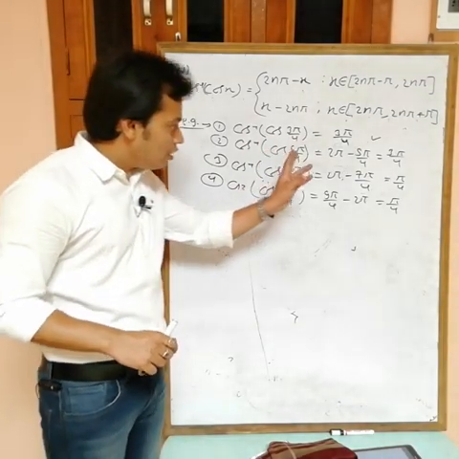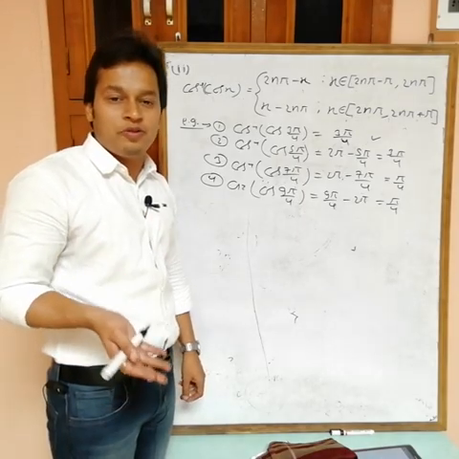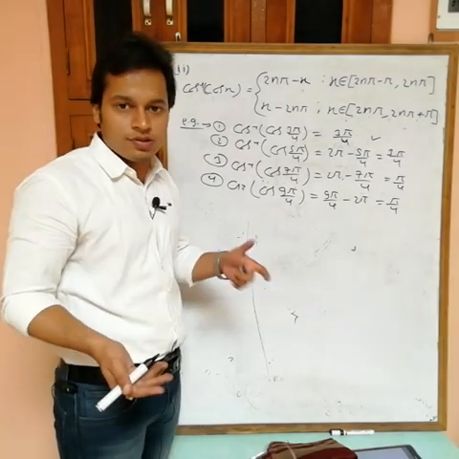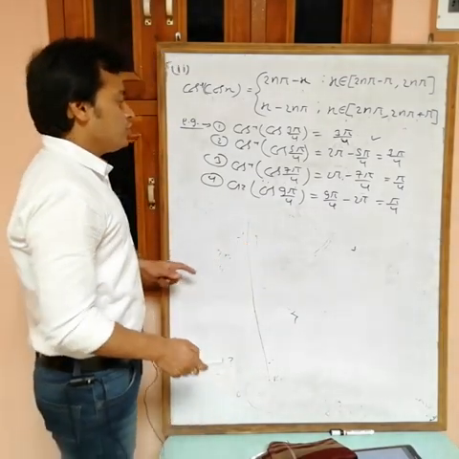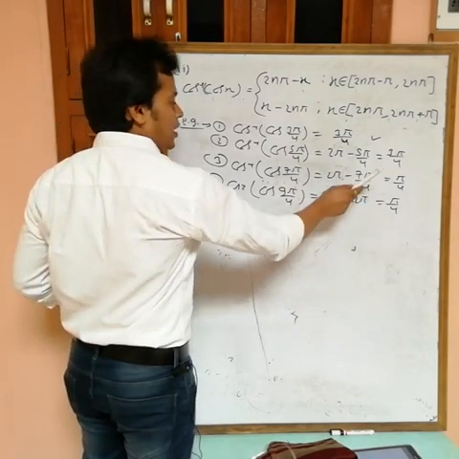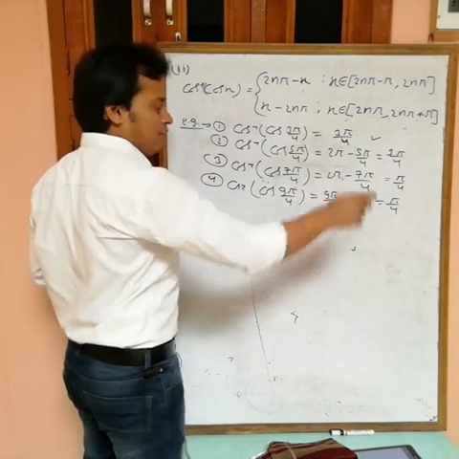For this one, you can't write 2 pi minus 9 pi by 4. If you write 2 pi minus 9 pi by 4, you will get minus pi by 4, and minus pi by 4 can't be the value of cos inverse. So, if less than an even multiple of pi, then that even multiple of pi minus x. If greater than an even multiple of pi, then x minus that even multiple of pi.